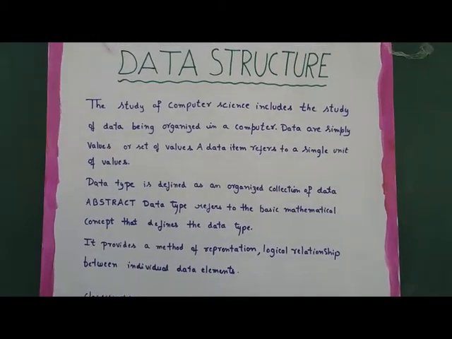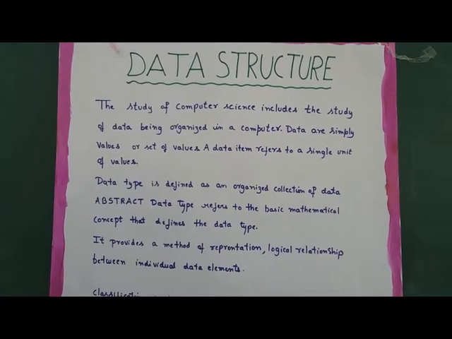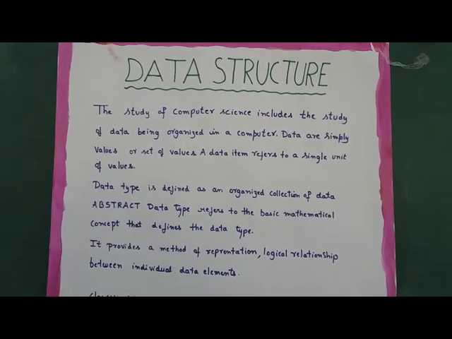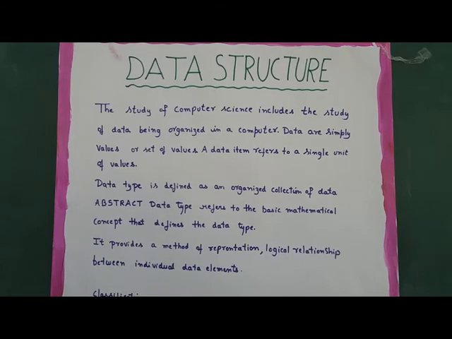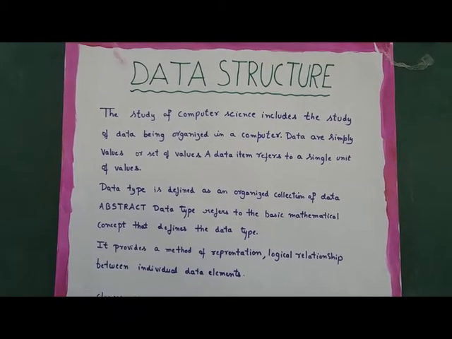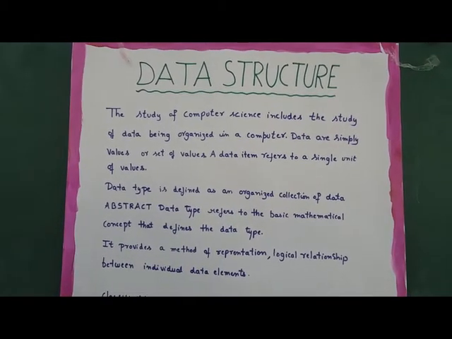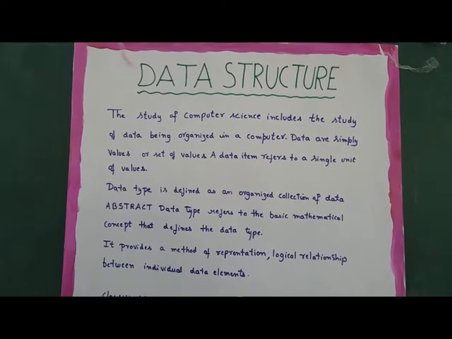Introduction to data structure, information and its meaning. A computer is a device used to manipulate the information. The study of computer science includes the study of how information is stored in a computer, how it can be edited, and how it can be used as per the user's requirement.